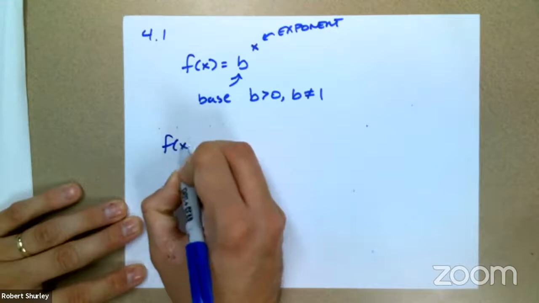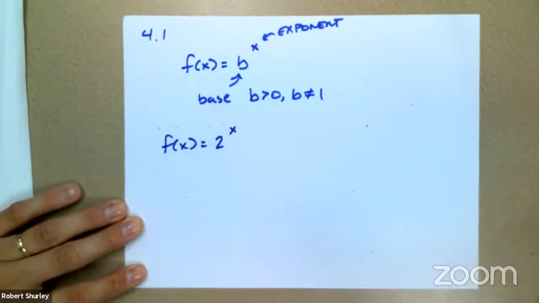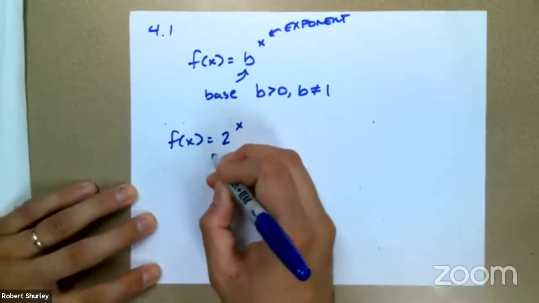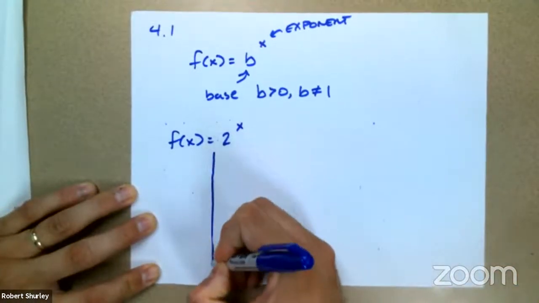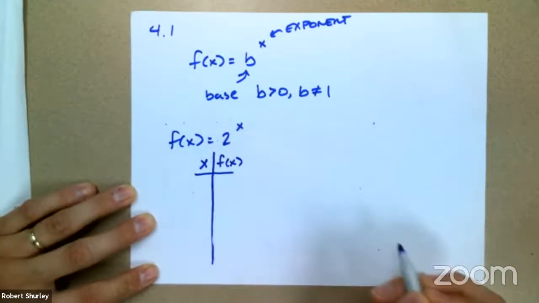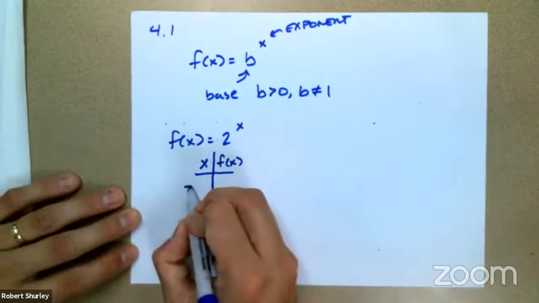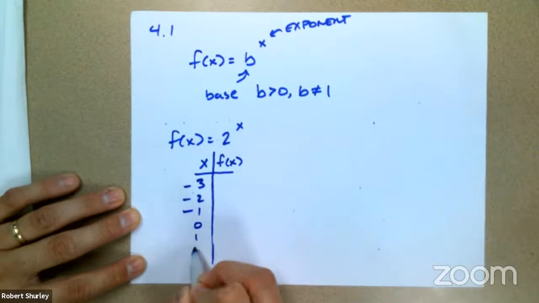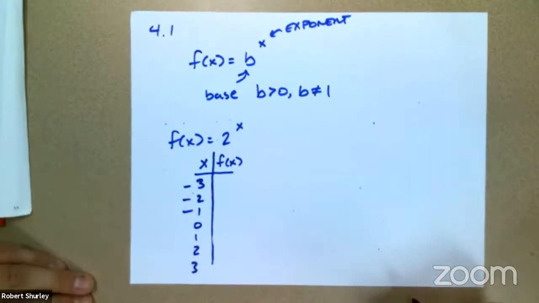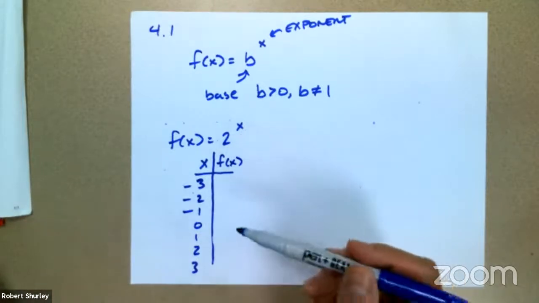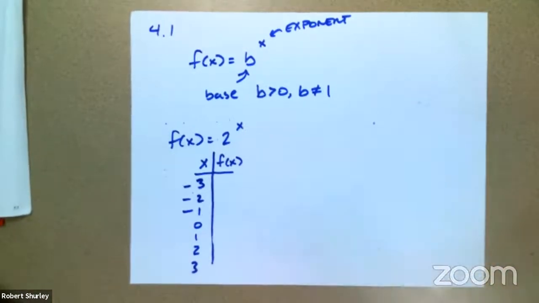Let's say we've got f of x equals 2 to the x power, and we just want to graph it. Remember, the most basic way to graph something is to plug in values. So plug in x values and get back y values. I'm going to choose a few x values. Let's do -3, -2, -1, 0, 1, 2, and 3. I'm going to plug them in, and you'll see this winds up being a nice little review of exponents.